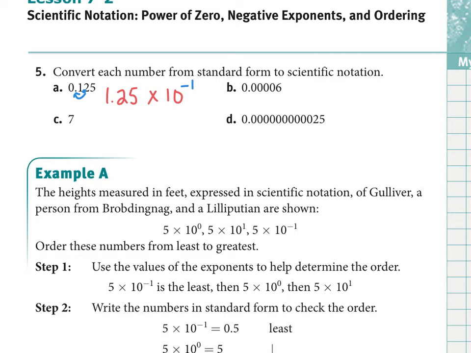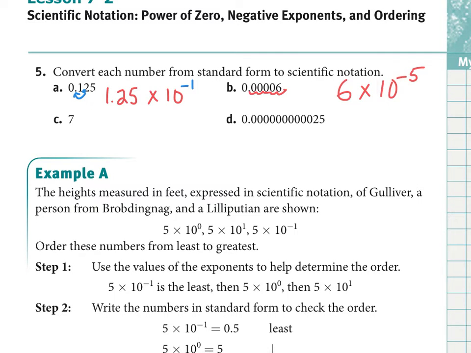Let's do a few more examples. Part B there, 0.00006. I know it's going to be a factor of 6 times 10 to the, and let's see, if the decimal was there, and it moved 1, 2, 3, 4, 5 spots to the left, it would need to be times 10 to the negative 5th.